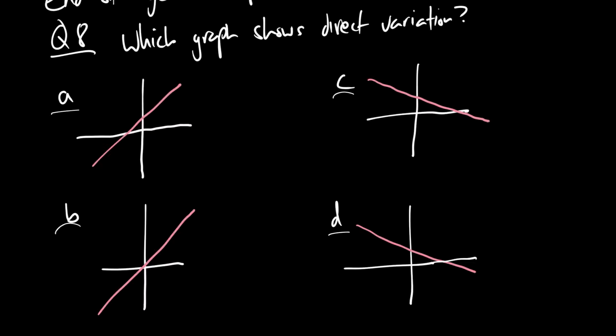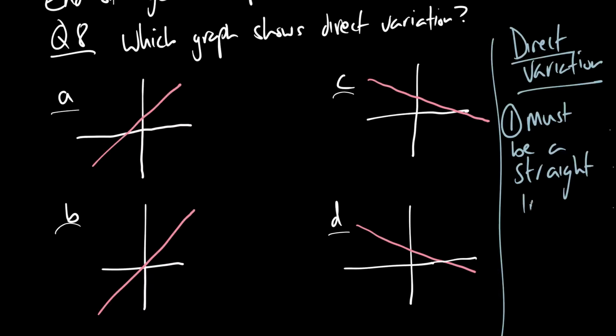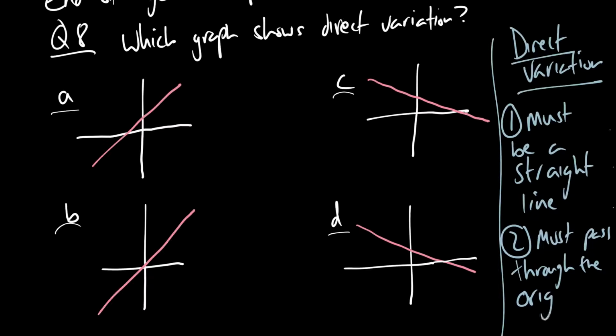Before I start to answer this question, I want to tell you about direct variation. There are two things that must be present for a graph to show direct variation. The first one is it must be a straight line. And the second one is that it must pass through the origin, or that's 0, 0.